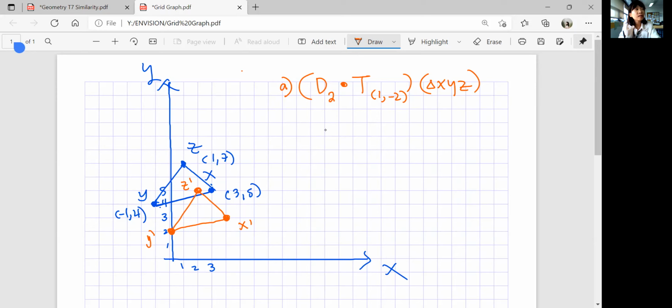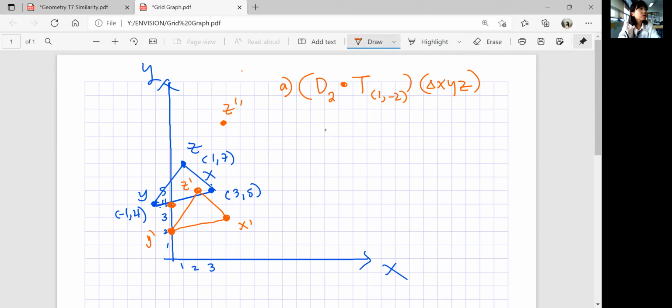And then you dilate the points by the scale factor of 2. So from the origin, right? So Y'' would be here. X'' is going to be 6, 7, 8, 9, 10, and then 2 more. Okay, it's here. And then X''. So it was horizontally 4 units away, so you need to go 4 units away more.